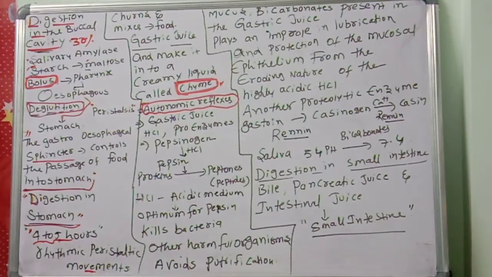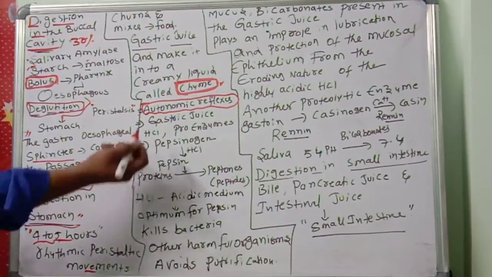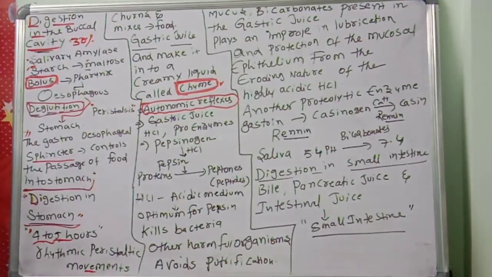Next, the stomach secretes the gastric juice, which is the most important secretion for the digestion of food. Gastric juice secretion begins when the food is in the mouth. When you first keep the food in the mouth, the secretion of gastric juice starts. A very important point; you should remember this.